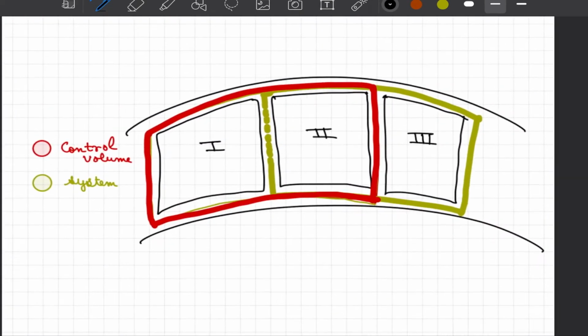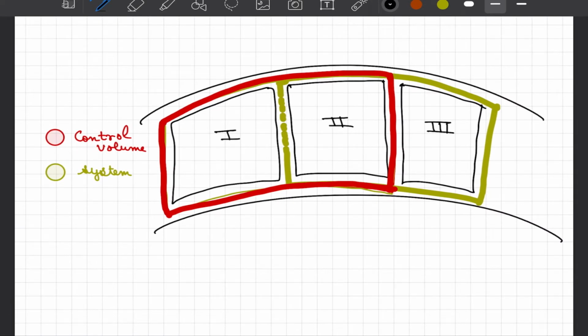So let us take a very simplistic view. That is, we consider a control volume represented in red color and a system represented in green color. At time t equal to t naught, we assume that the boundary of the control volume and the system coincide with each other.